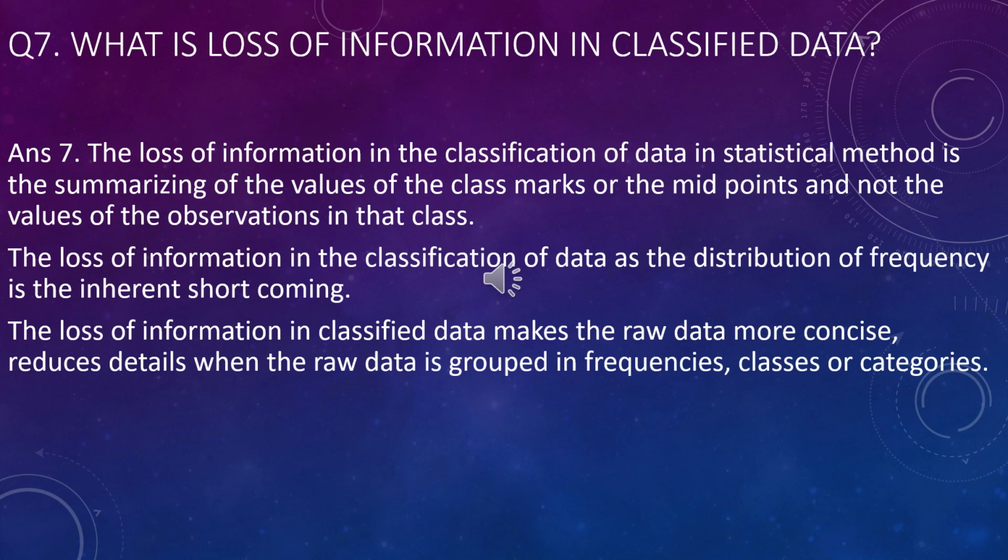So loss of information in classified data in the statistical method is the summarizing of the value of the class mark or the midpoint and not the values of the observations in that class. The loss of information in the classification of data as a frequency distribution is an inherent shortcoming. It makes the raw data more concise but reduces detail when the raw data is grouped in frequencies, classes, or categories. We take the class mark or the midpoint, so here there is loss of information.